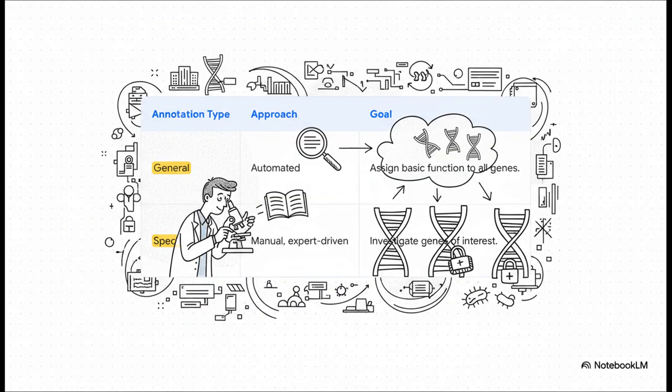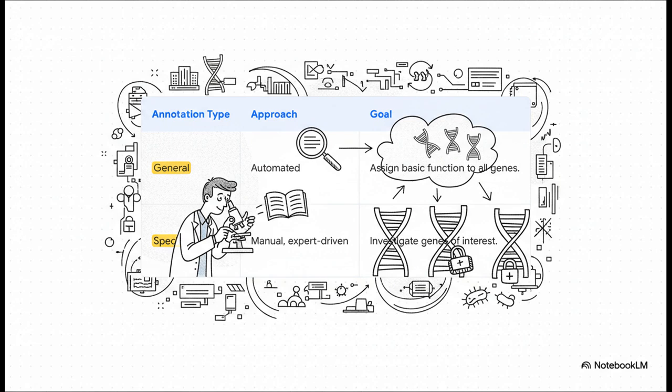And this table here lays out that difference perfectly. On one hand, you have general annotation. It's totally automated. The goal is to just rapidly assign a plausible function to thousands of genes at once by comparing them to these massive public databases of genes we already know about.